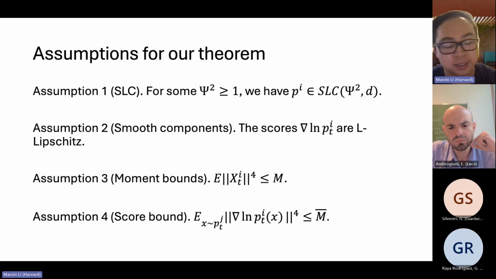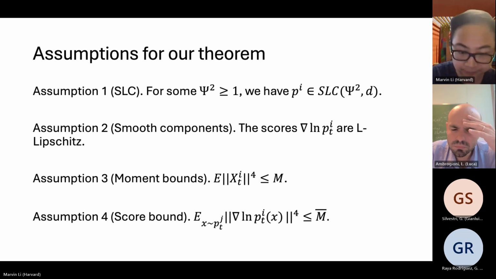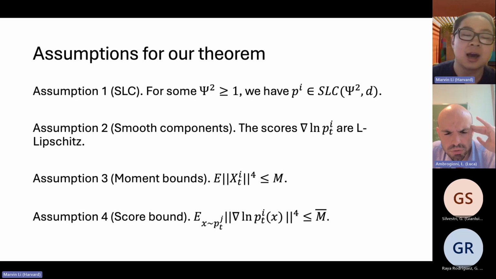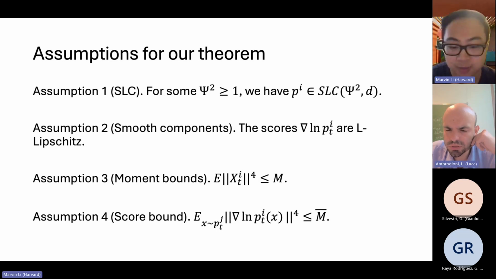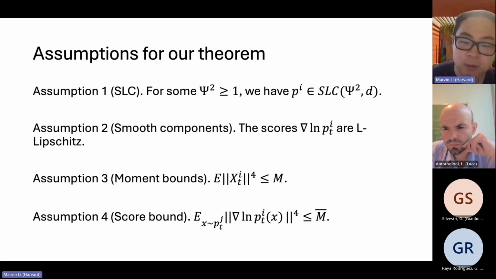Now, this is pretty reasonable. This is true if you assume the data to be Gaussian. Why would you assume the distribution to be Gaussian? Oh, this isn't a requirement in our theorem, it's just to give some intuition for why the fourth assumption is true.